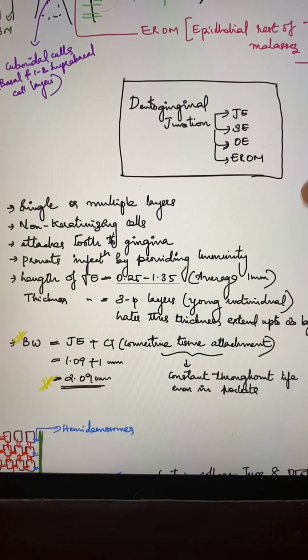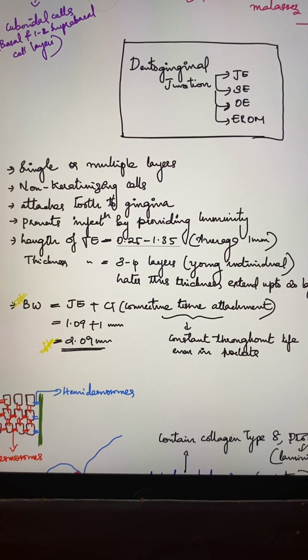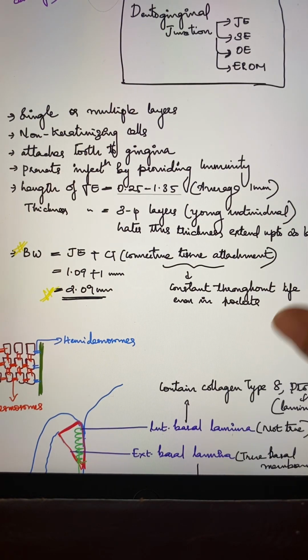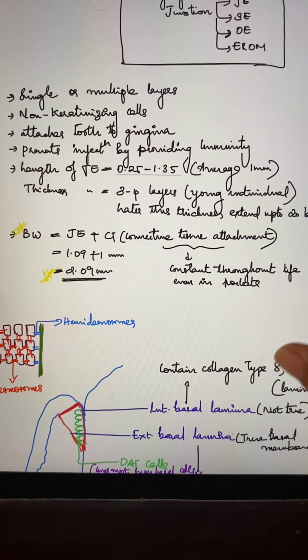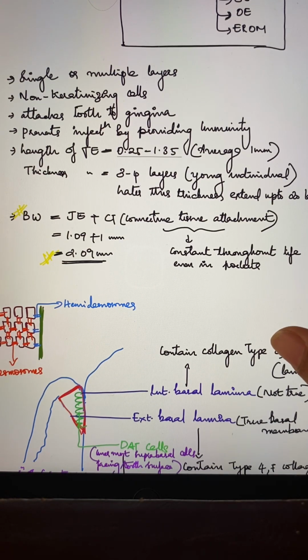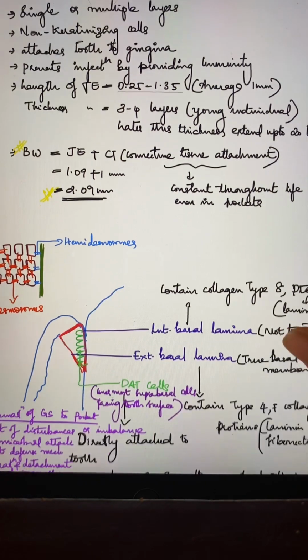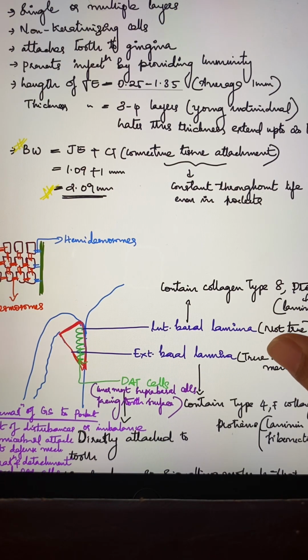The junctional epithelium is single or multiple layers of non-keratinizing cells which attach the tooth to the gingiva, and it prevents infection by providing immunity. The length of the junctional epithelium is about 0.25 to 1.35 mm, with an average of about 1.1 mm. The thickness is about 3 to 4 layers in young individuals, but later this thickness can extend up to 20 layers.